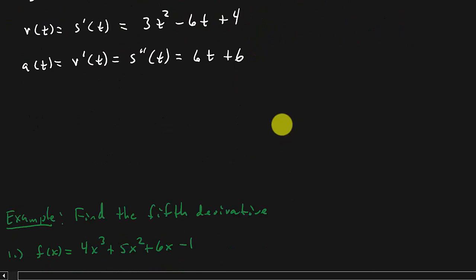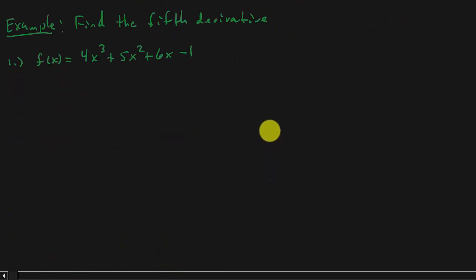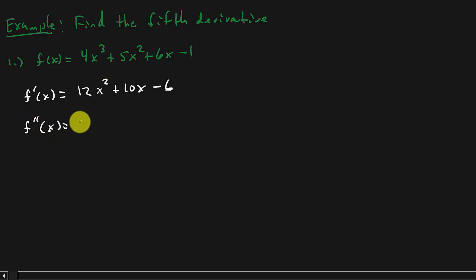That was pretty easy. All right, so what about this one? Find the fifth derivative. So that just means we just keep taking the derivative until we get to the fifth one. And so that's going to be f prime of x is equal to 12x squared plus 10x minus 6. That's your first derivative. Well, let's take the second derivative. So the 2 comes down, that's 24x plus 10. And then the third derivative, well, derivative of that is 24.